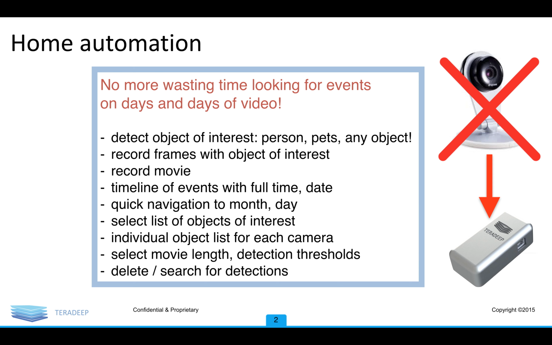In home automation, you've seen the development of IP cameras that stream data continuously over the internet. At Teradeep, we don't want to waste any more time looking for events in days and days of video streamed to a cloud service. What we want to do is create an embedded device that can detect objects of interest, for example, person, pets, or any object that you might be interested in.